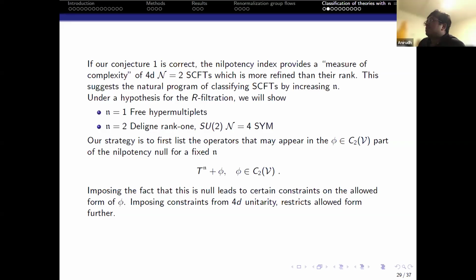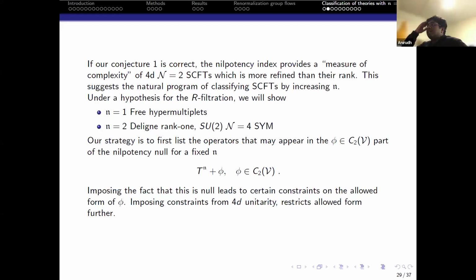So if conjecture 1 was correct, the nilpotency index is supposed to provide a measure of complexity of these 4D N equals 2 SCFTs, which presumably is more refined than the rank because of the inequality that I showed. So for a given rank, you can have a lot of nilpotency indices. So this suggests a natural program to classify these theories from the point of view of this nilpotency index. So what we'll do in the remaining talk is to classify theories with n equal to 1 and n equal to 2. And we'll use a mild assumption for the R filtration of the corresponding VOAs, which I'll state in the next few slides. Under this assumption, for n equal to 1, the only theory is the free hypers. And for n equal to 2, the only theories are these Deligne rank 1 theories and the SU(2) N equals 4 super Yang-Mills.